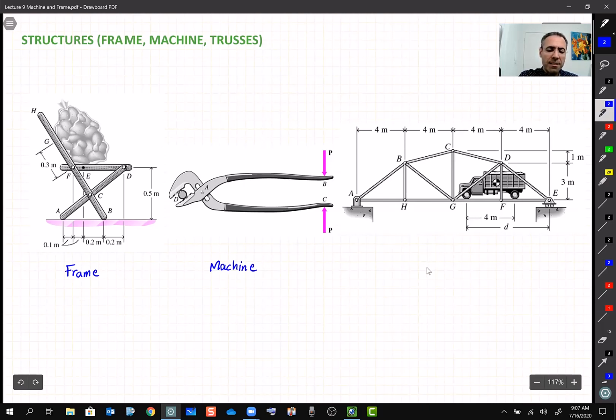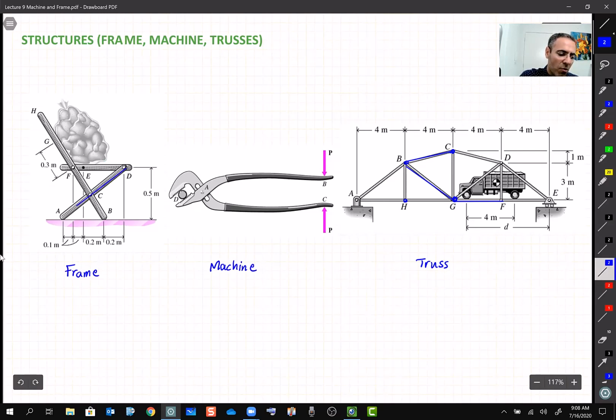The last category is trusses, or truss. A truss is more like a frame, with no moving parts, but the difference is that a truss is a larger structure, and more importantly, in a truss all the members are connected at only two points, like this member GF, which is just one link, or BG, also just one link. All of them are connected at the two ends. You cannot find any member connected in the middle.